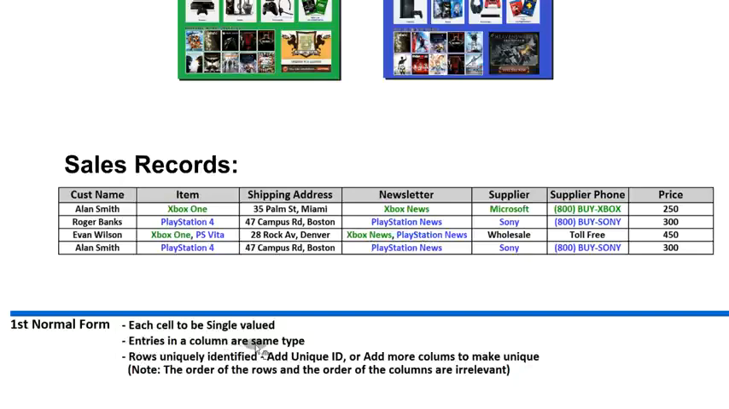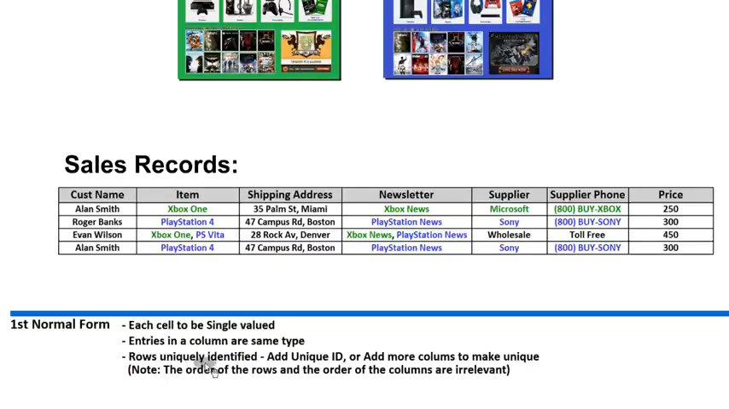Entries in the column must be the same type. So this one says wholesale and toll free here. These are not the same. These are not the proper values. So we need some kind of entry here that matches these. It would be like if, let's say, this field would be eye color, and someone put, I don't know, blue or green and beautiful. Well, beautiful is not a color; it's an opinion. So we need some kind of actual entry. We can't let this be in here.